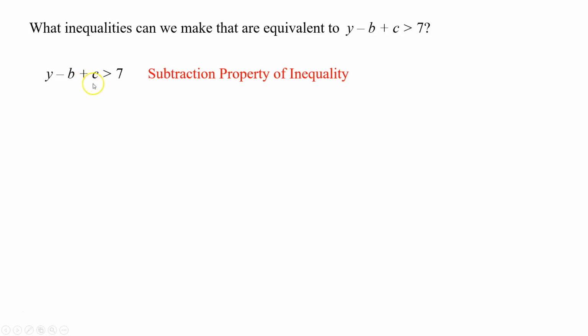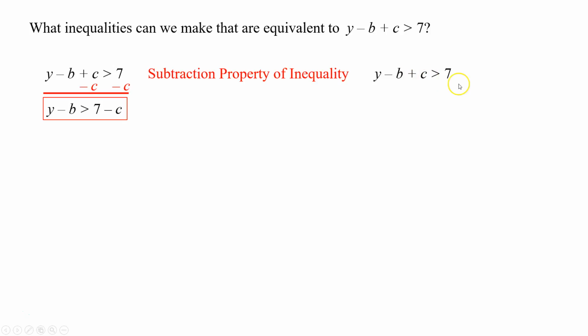What's something that I could subtract from both sides of this inequality that would give me an equivalent inequality? Well, I could subtract c from both sides, and c minus c is 0, so I would just have y minus b on the left side, and then 7 minus c is just 7 minus c. So here is an equivalent inequality that I got by using the subtraction property.